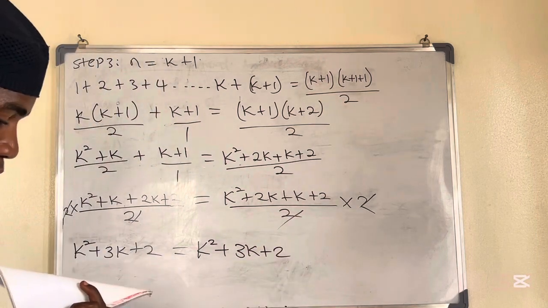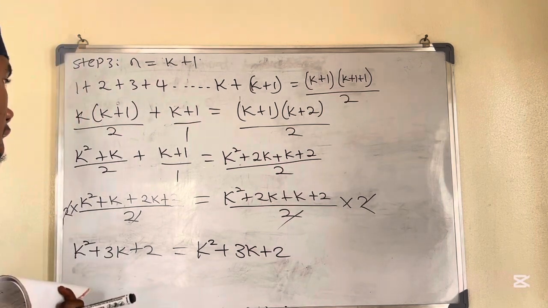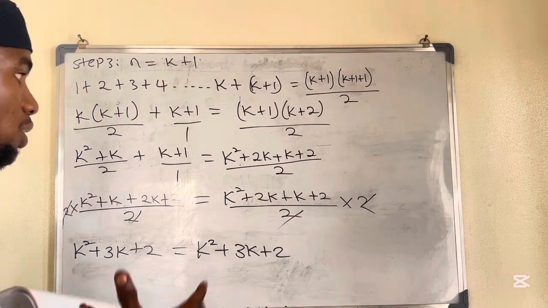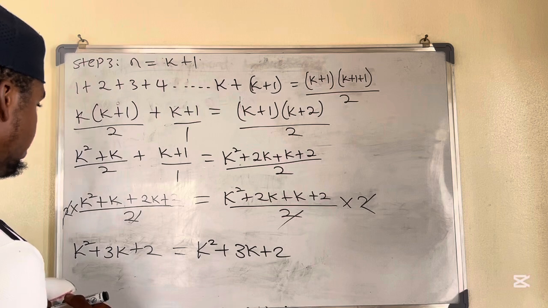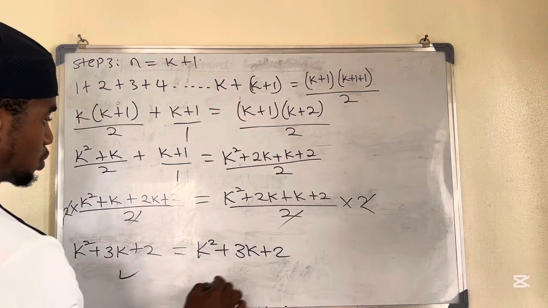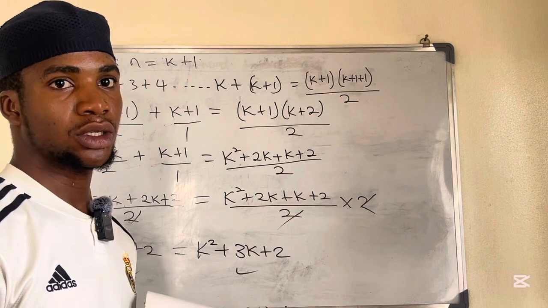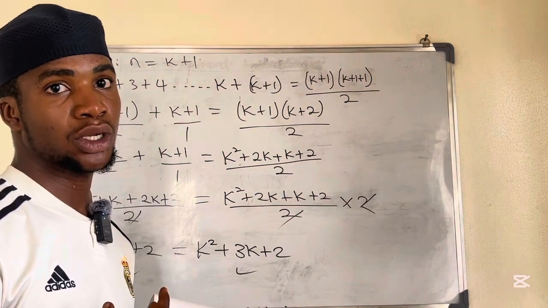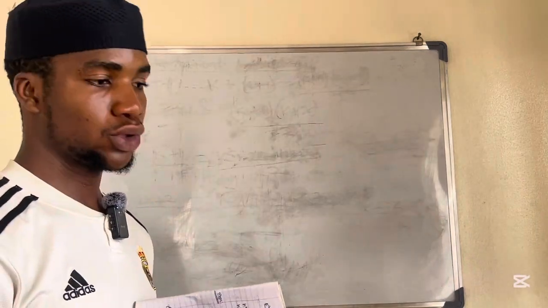We can see we've proven using mathematical induction that the left hand side, for n equal to k plus 1, is correct. So the left hand side is equal to the right hand side, using mathematical induction. So let's see how we can solve one or more examples for you guys to understand. So we're going to solve example 2.